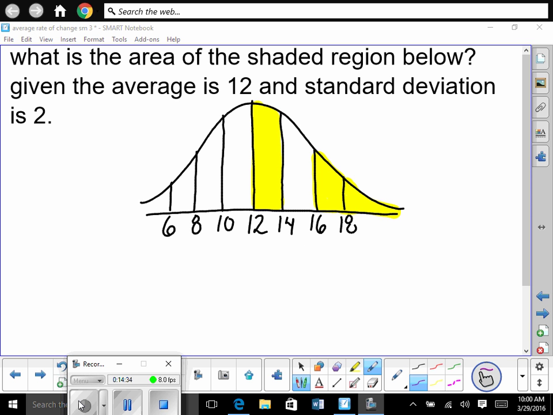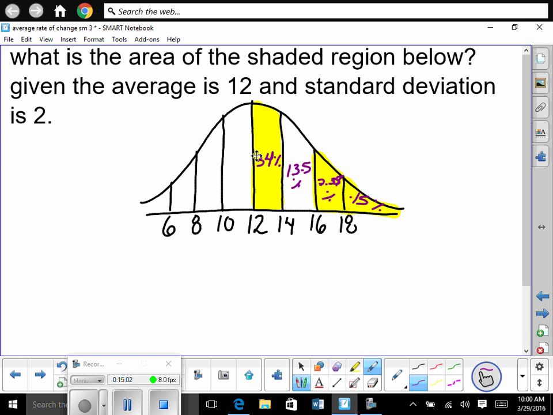You guys will want to watch, I promise, okay? So it says, what's the area of the shaded region below? Given that the average is 12 and the standard deviation is 2. So we have this normal curve, right? Don't we know the percentages for a normal curve? So isn't this 34%? You gotta have this memorized forever. Then this is 13.5%, right? 2.35, 2.35, and then 0.15, correct?